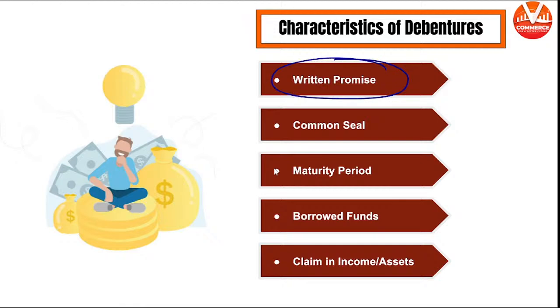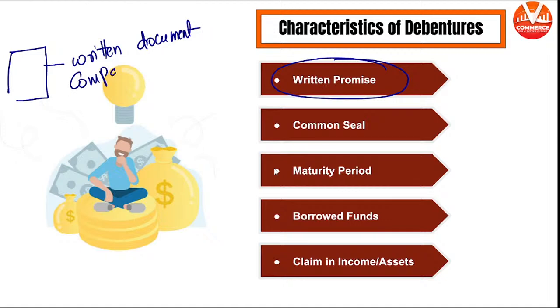Debenture is a written promise. As I told you, this is a certificate. So debenture is a written document that is given by the company to the lender, to the public. So that is why it is said that it is a written promise. Company अपने lenders को promise कर रही है that yes, we will pay you the money, we will repay the principal amount along with interest on a specified date. So everything is written, it is a written promise.